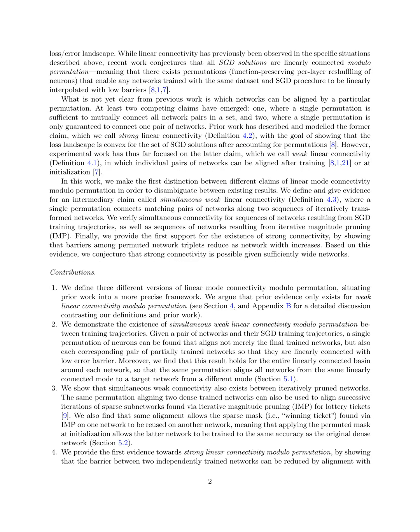Additionally, the paper shows that the same permutation aligning two dense trained networks can also be used to align successive iterations of sparse subnetworks found via IMP. The results indicate that applying the permuted mask obtained from IMP on one network to another network at initialization allows the latter network to be trained to the same accuracy as the original dense network, showcasing simultaneous weak linear connectivity modulo permutation between iteratively sparsified networks.